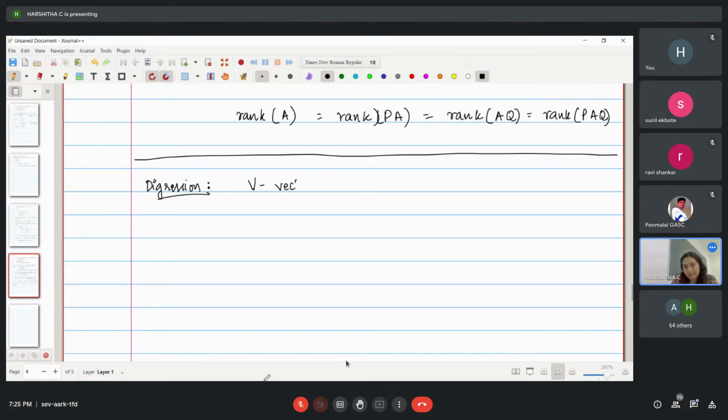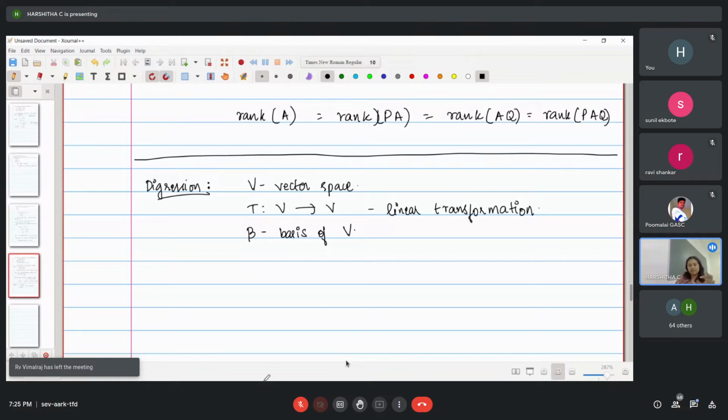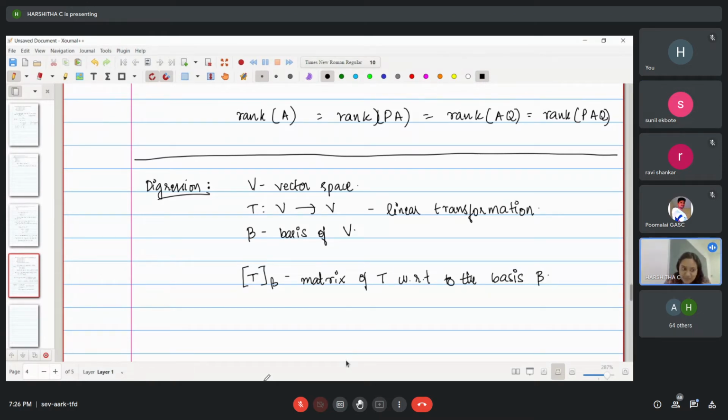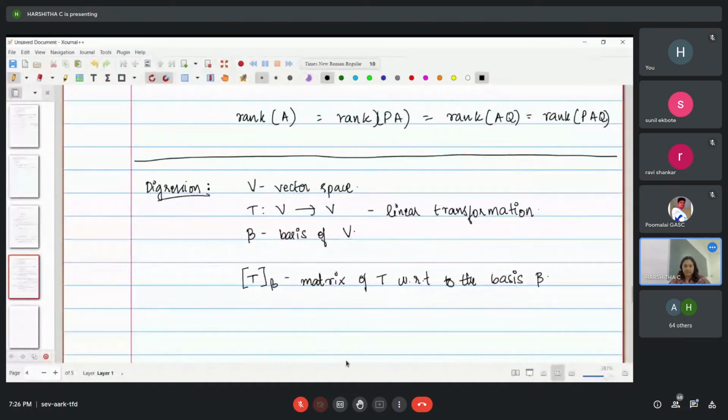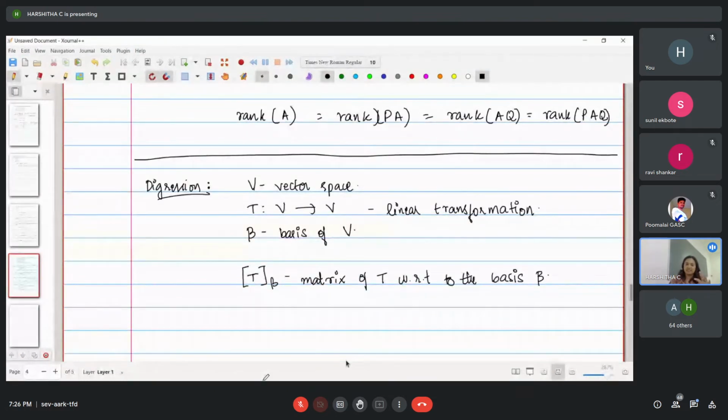So let's say V is a vector space, T is a linear transformation from V to V, and we have some basis B. We saw that given a basis, there is a way of writing a matrix associated to T. We'll denote it as the matrix of T with respect to the basis B. If you don't remember how we did it, maybe we'll look at one question after finishing this, but just recall that there was a way of associating a matrix to a linear transformation given a basis.